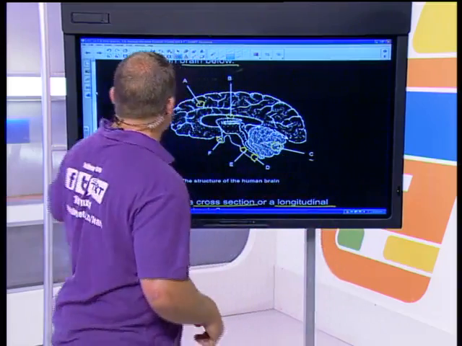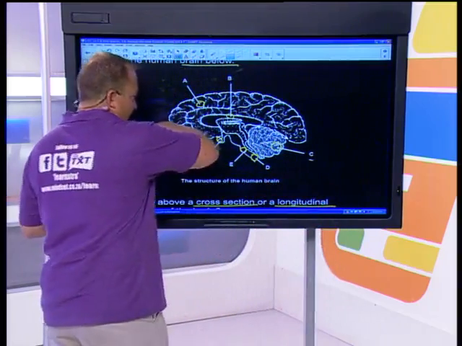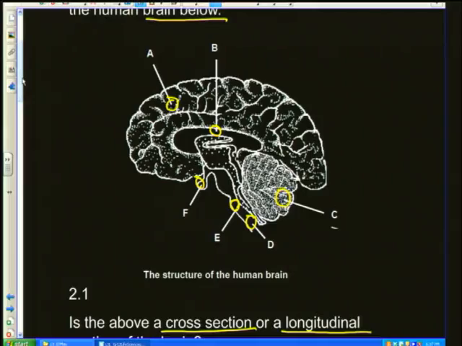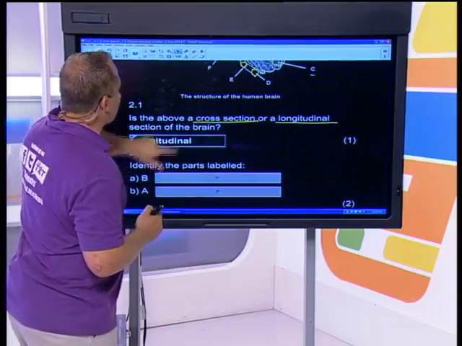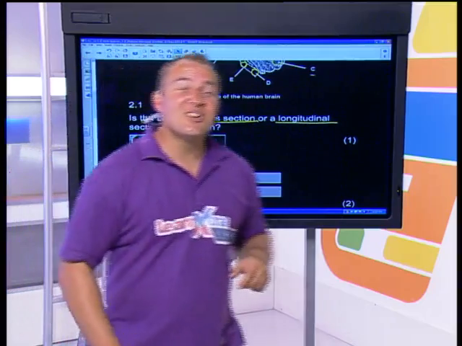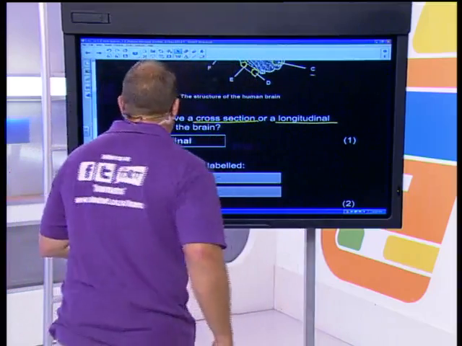So which one do you think this is? Did I cut it like this, or did I cut it like this? Like this. So which one do you think it is, Looney? Longitudinal. I would agree with you there. For the first time, we agree. It's a longitudinal section. It was very nice. That's quite an easy one.